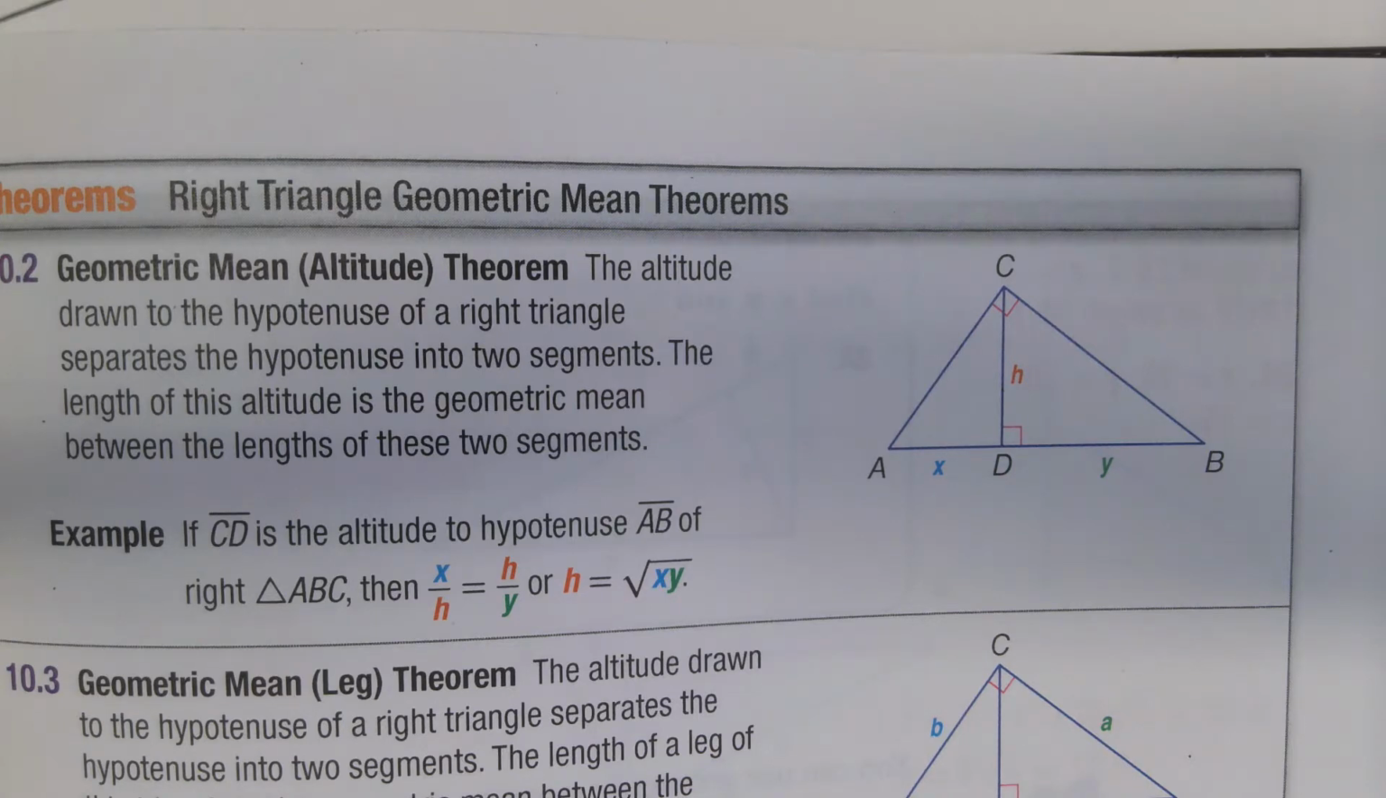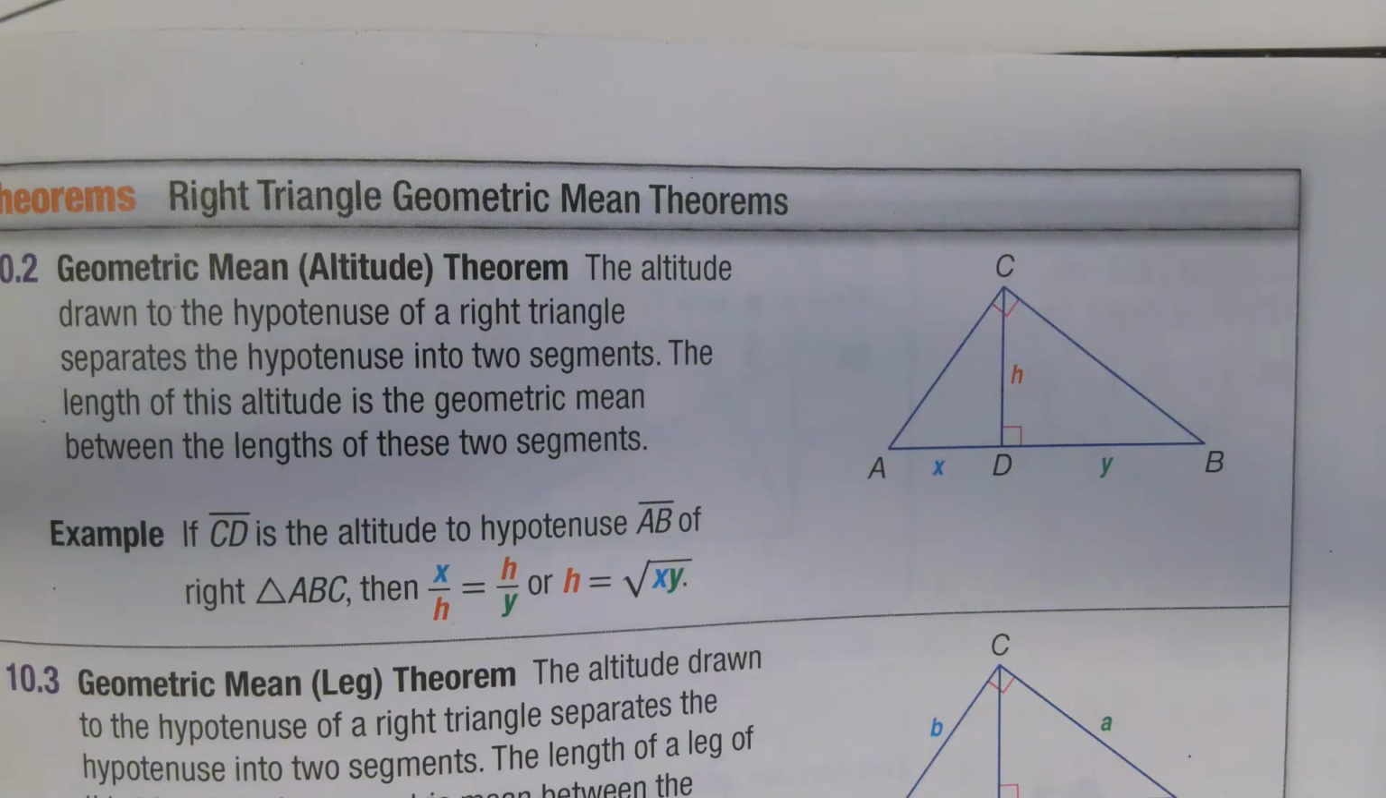Altitude theorem. First off, to identify, everything in chapter 10 deals with right triangles. Everything. Well, I take that back. 10.6 doesn't. But everything other than 10.6 deals with right triangles. So it's important to identify that we're dealing with a right triangle here. An altitude is a line that goes from a vertex perpendicularly to the other line. And altitudes can look all kinds of different ways, right?